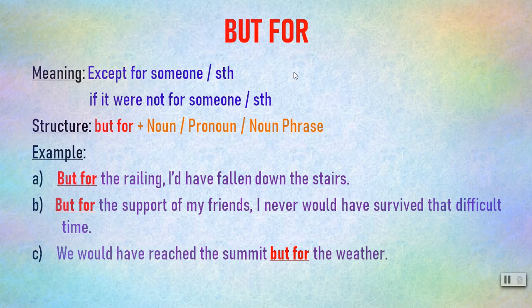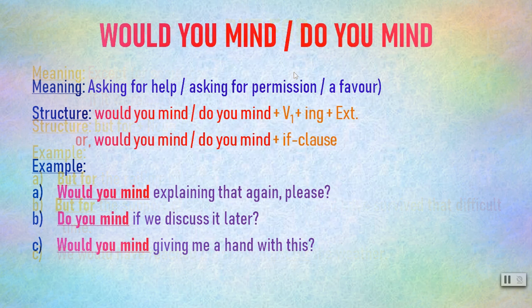Now let us see the next phrase. Would you mind or do you mind? Would you mind or do you mind? The Bengali meaning of it, apni ki kichu mone korben? We can use it formally. Formally used phrase. It means asking for help, asking for permission or a favor.